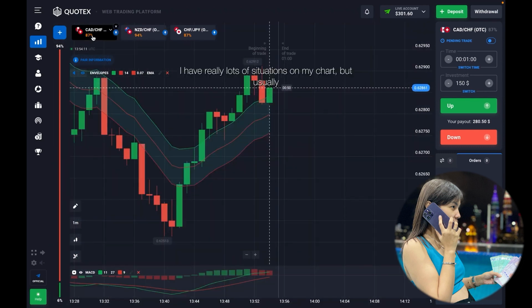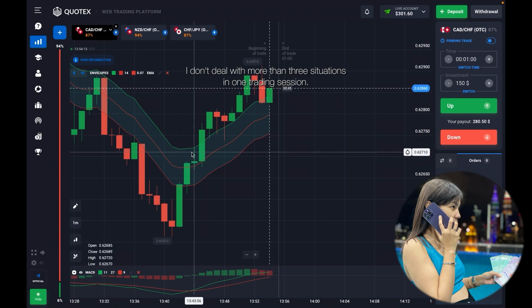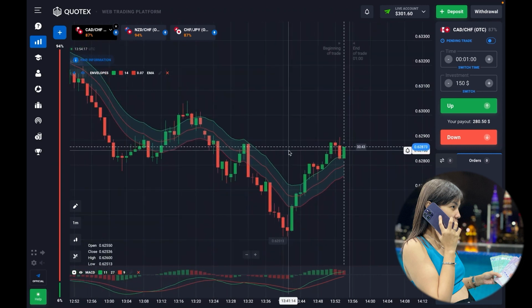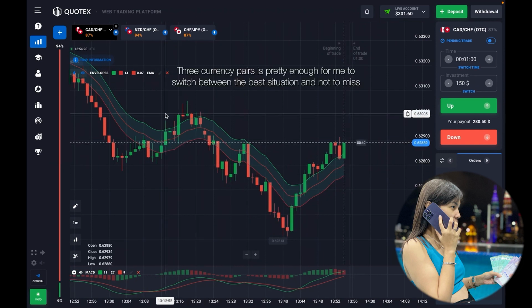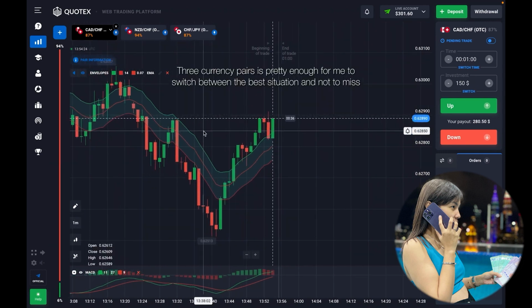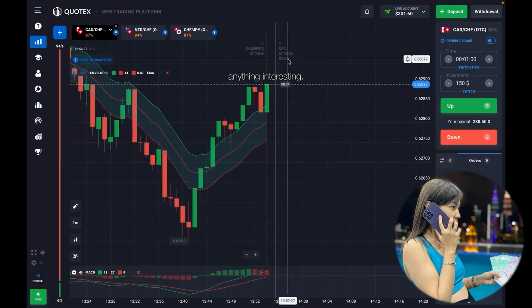And I want to get back to my first currency pair, Canadian dollar, New Zealand franc. I have really lots of situations on my chart, but usually I don't deal with more than 3 situations in one trading session. 3 currency pairs is pretty enough for me to switch between the best situations and not to miss anything interesting, of course.